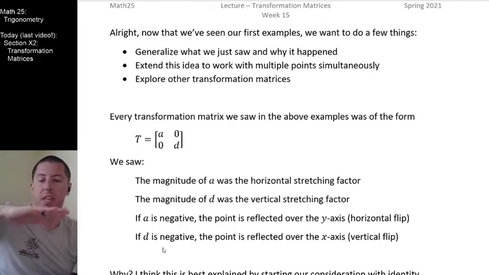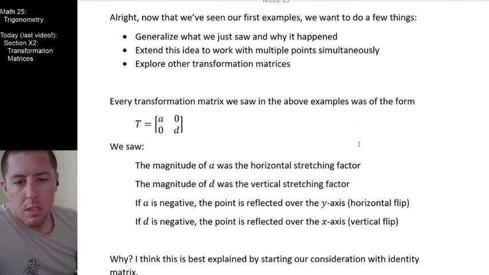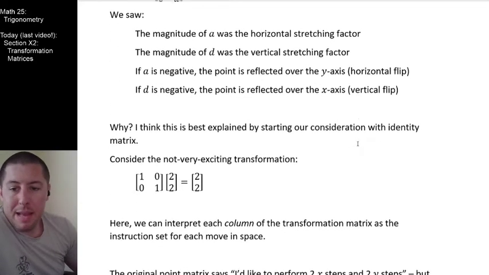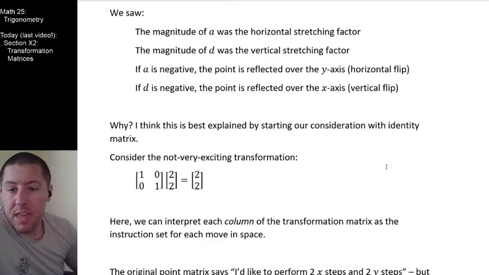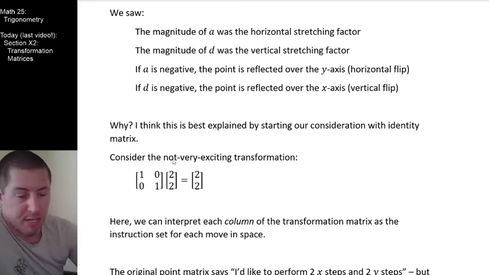And remember, reflecting over the X axis is actually a vertical transformation right there. All right? So why does this work this way? I think the best way to explain this is actually to think about the identity matrix that we talked about at the end of the last video. So let's consider this not very exciting transformation right here.